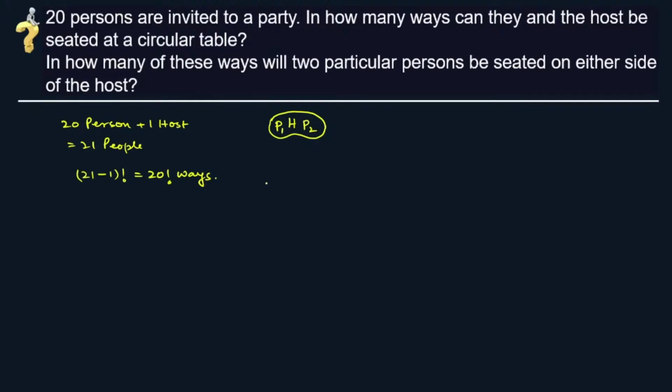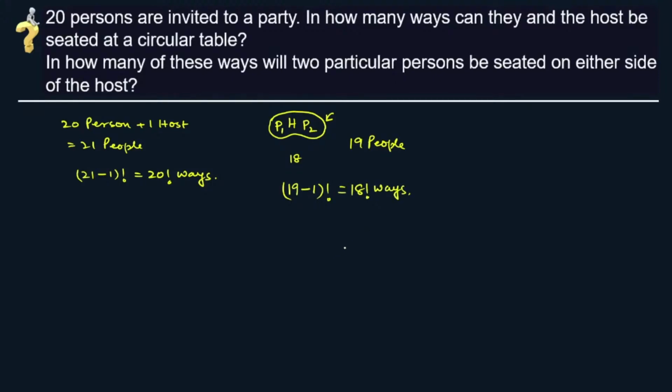Okay, so if we combine this, now how many people are left? We are left with 18 people. So in this case, total, there are 19 people. Why 19 people? Because this whole thing I have taken as one person, P1, H, P2 as my one person. So total there are 19 people. So these 19 people can arrange among themselves on the circular table in 19 minus 1 factorial, that is factorial 18 ways. Am I correct or not?